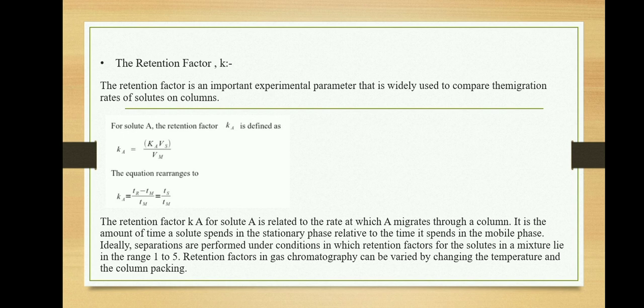Another term here is the retention factor, that is the small k. We have written the retention factor for different analytes here, for analyte A and for analyte B: tR for that analyte minus the dead time, over the dead time. So it is the proportion of how much time it stays in the column versus how much time it takes to come through.